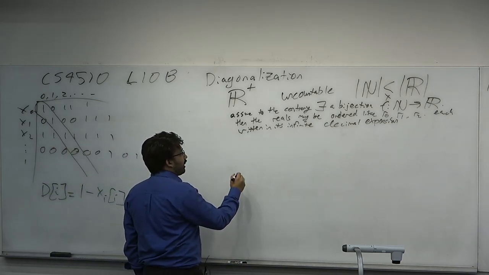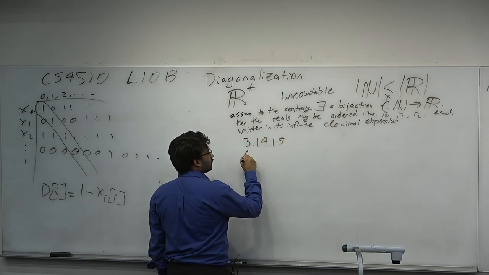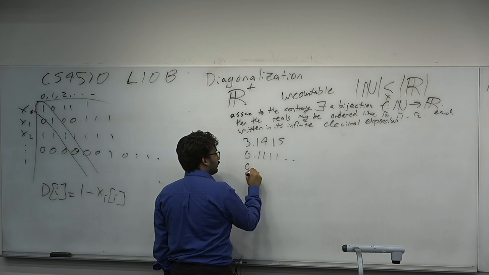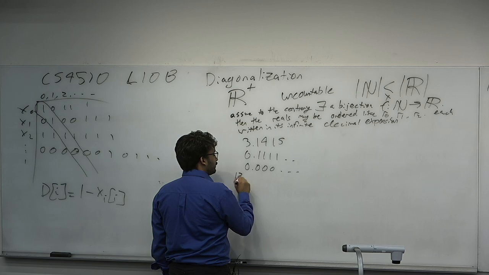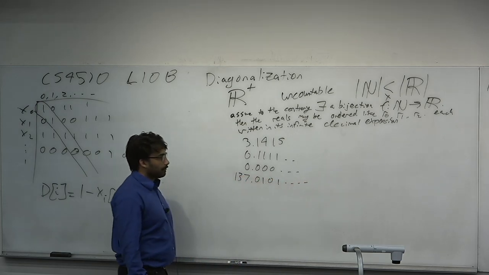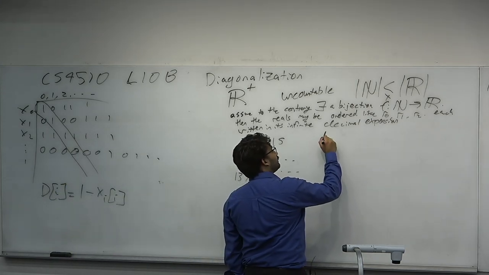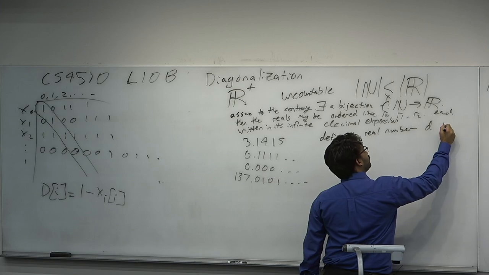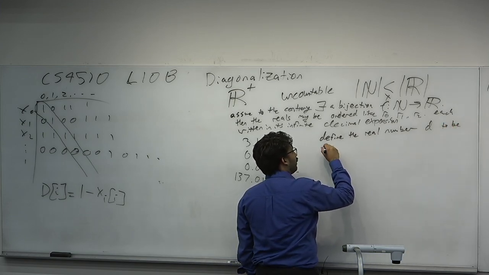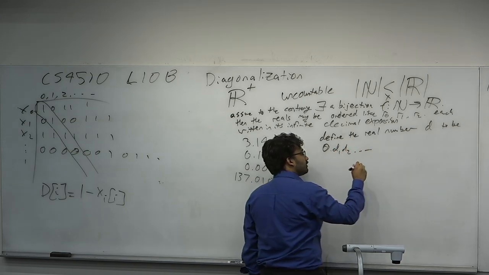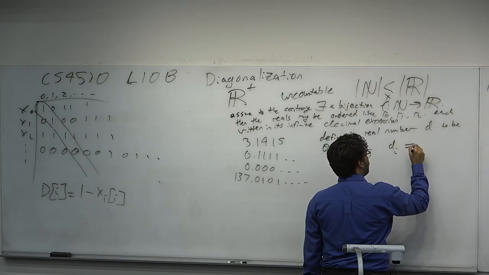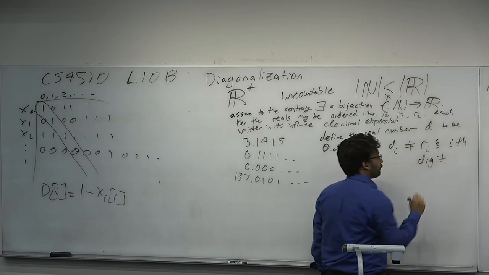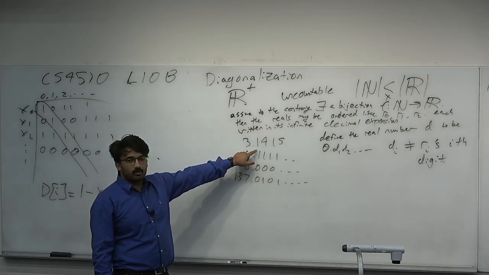So for example, we can take pi, you can do 3.14159, whatever. We can do 0.1111. We could do, I don't know, 0.000. We can do 137.0101, right? Define the real number D to be 0.d1 d2 and so on decimally, such that di does not equal ri's ith digit. So if, for example, we would take the ith digit and maybe we added 1 to it or something, right?